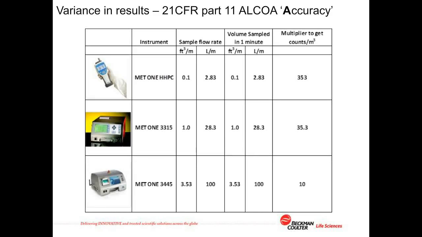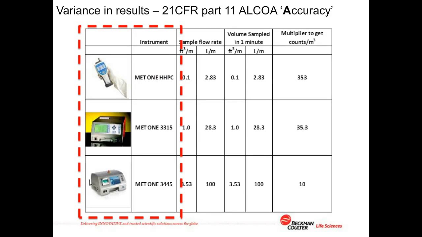So, as I mentioned, if you have a variety of air particle counters on your site, then this can impact on the accuracy of the electronic record itself, one of the parts of the acronym ALCOA from the FDA's interpretation of the 21 CFR Part 11. In this slide here, you can see we have 3 particle counters. One of them is a small handheld particle counter. And then we've got an older version of a MET1 particle counter, the MET1 3315, which is now obsolete. We have a newer version, the MET1 3445, which is a high flow counter.